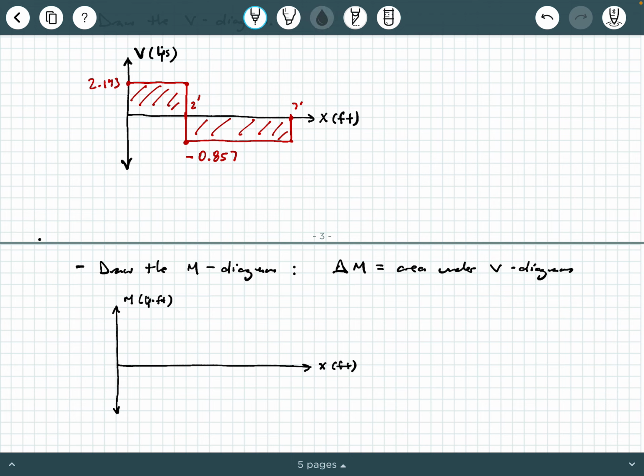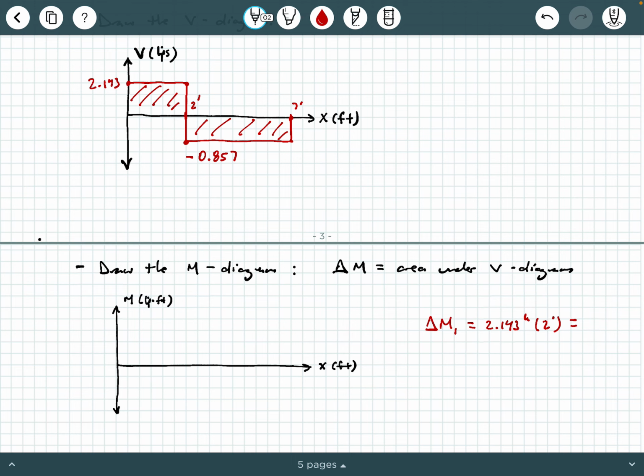And so the first area that I encounter in my shear diagram is this rectangle. And what is that area equal to? Well, it's 2.143 kips times 2 feet, right? This horizontal distance is 2 feet. So I can make a little note over here. I can say delta M1 is 2.143 kips times 2 feet.